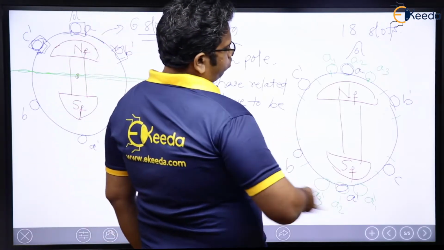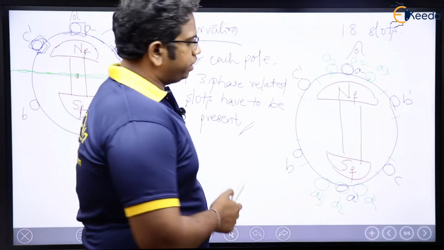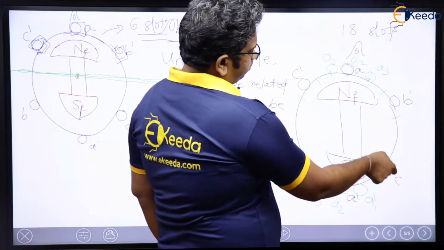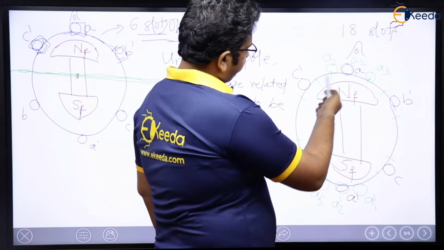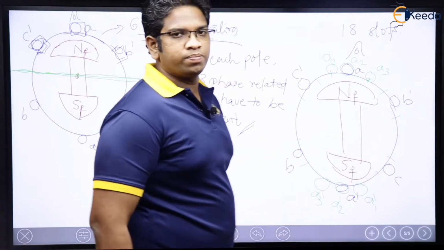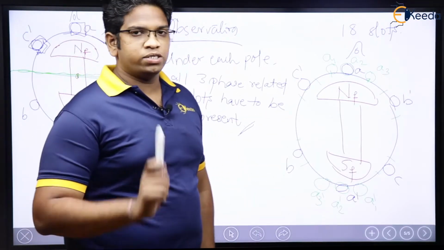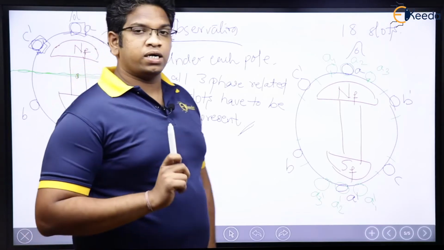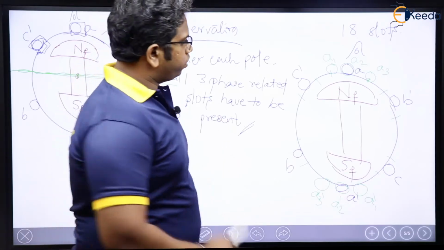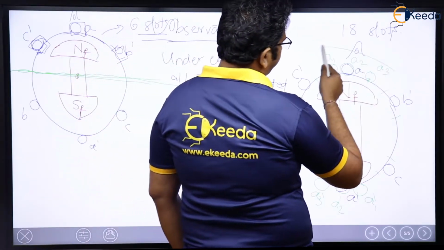If you see, these are going to be 18 slots only. Right? 1, 2, 3, 4, 5, 6, 7, 8, 9, 10, 11, 12, 13, 14, 15, 16, 17, 18. 18 slots. So, the moment I have 18 slots here, what I did was, I distributed the winding like this.